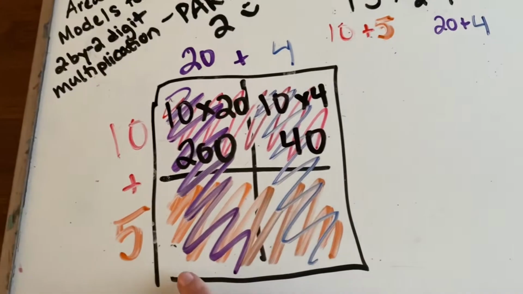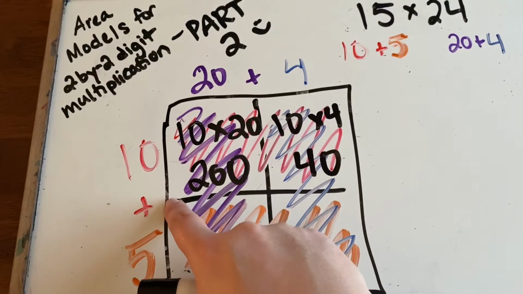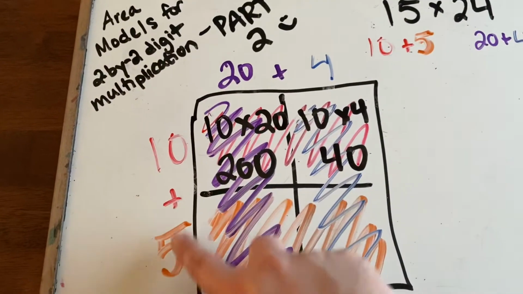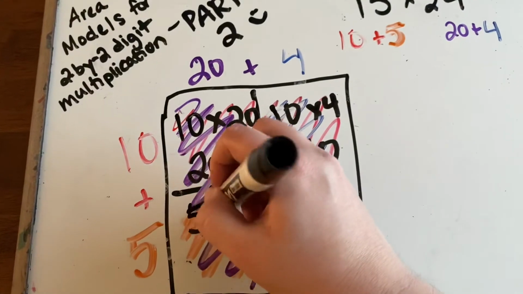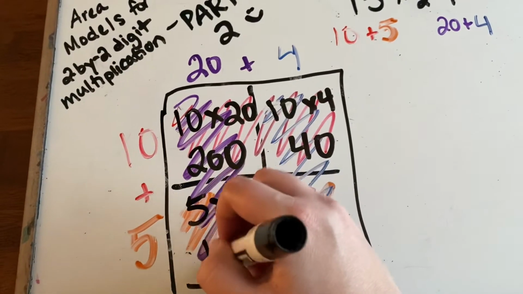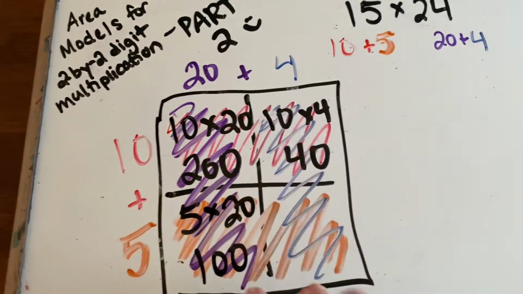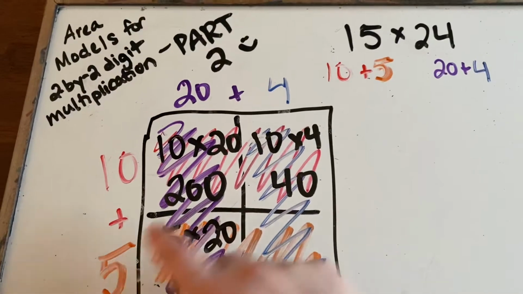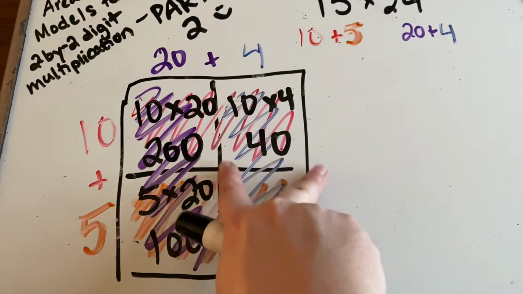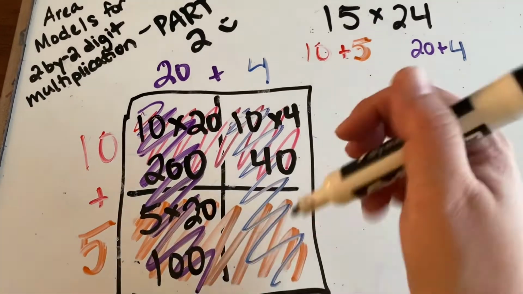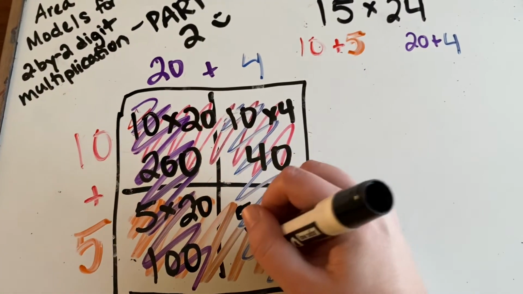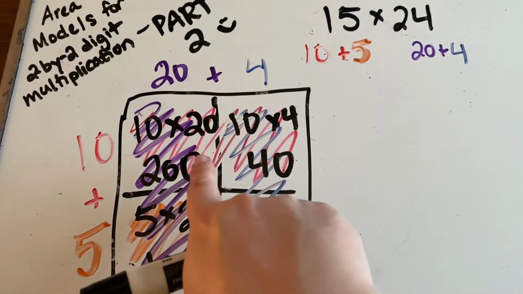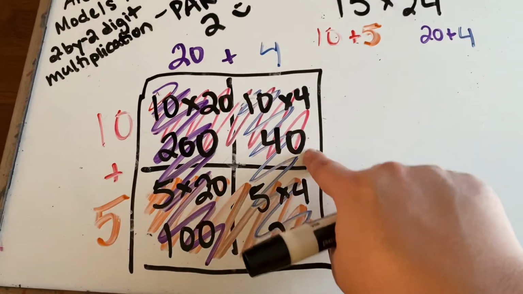Okay, and this one down here is orange and purple, which means I gotta use the side length of the orange 5 and the top length of the purple 20. So 5 times 20, which is 100, because 5 times 2 is 10 with an extra 0 makes it 100. And the last one is orange times blue. So that would be the side length of the orange 5 times the top length of the blue 4. So 5 times 4 is 20. And then, like all area models, we add up our boxes when we're finished. So 200 plus 100 plus 40 plus 20.